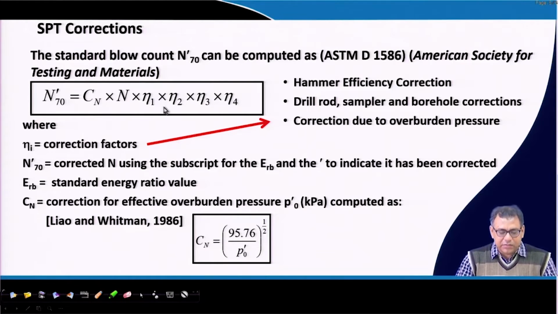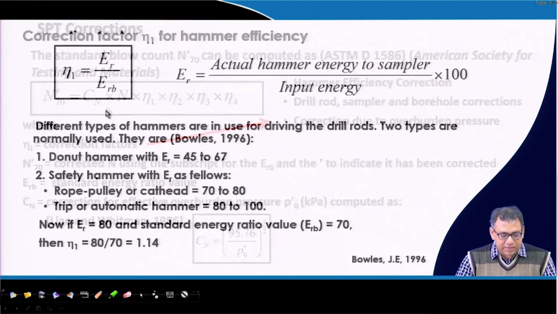In addition to that, we have to apply 4 other corrections, but here the dilatancy correction is not required. This is not recommended as per ASTM. These corrections are the hammer efficiency correction, drill rod correction, sampler correction, and borehole diameter correction. Okay? So, these corrections also we have to apply. Here N means the measured one, N dash means the corrected, and 70. What is 70? Such 70 is not mentioned in the IS code, but I will discuss what 70 is. So, I will go first to the what-is-70 part.